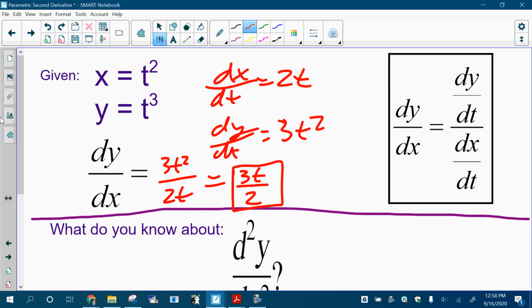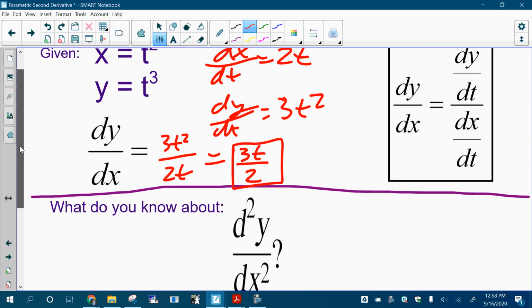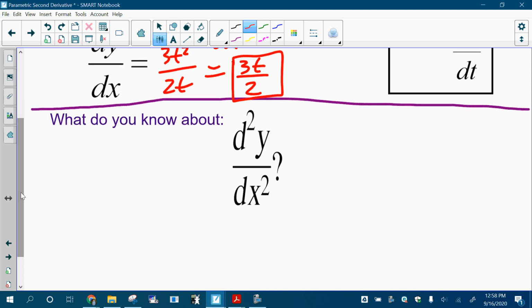That's our first derivative. Now I know what you're thinking. Oh, okay, so the second derivative? Well, I'm sure you just take the first derivative and then do one more derivative.